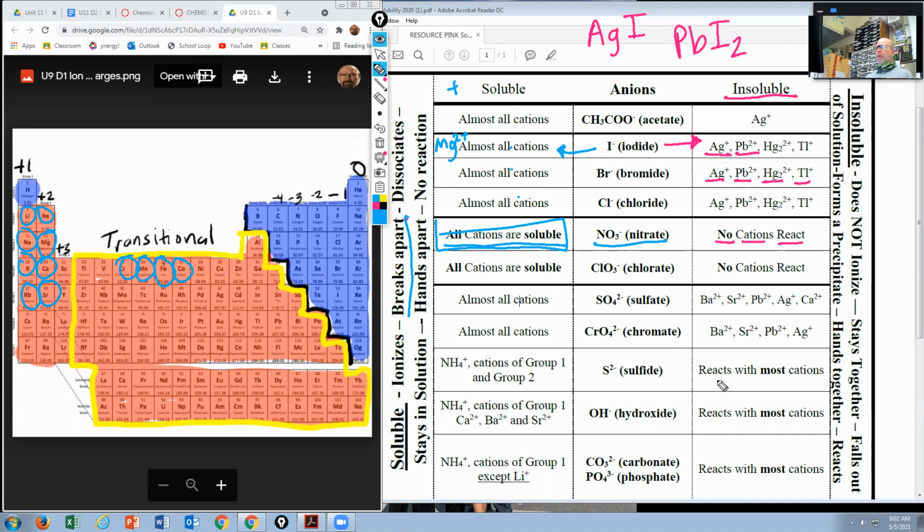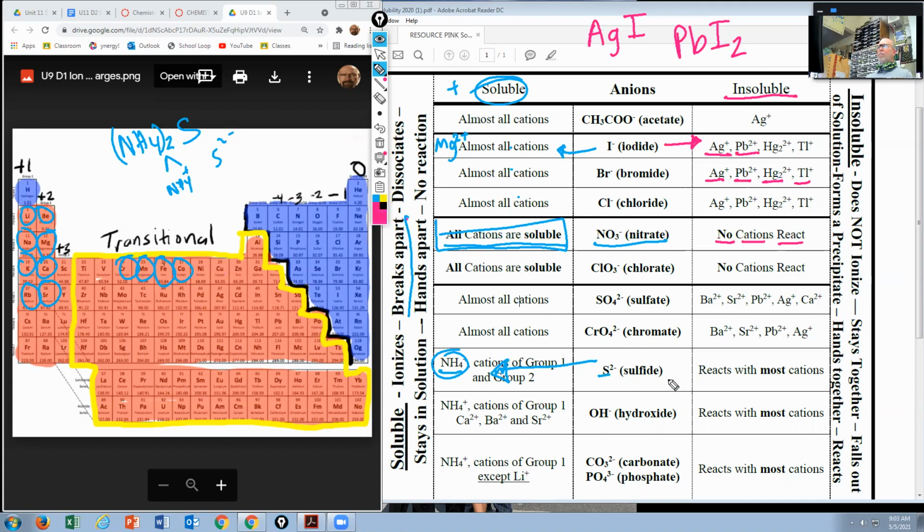What will form an insoluble compound with sulfide? Well, it says it reacts with most cations. So what's in that container? Well, everything except for what's on this side. So what will be insoluble? Well, ammonium sulfide will be soluble. So if you have NH4, and you would need 2 of them, sulfide is soluble, which means it's going to break apart and form NH4 plus and S2 minus. You know that because ammonium is on the soluble side, going towards the soluble side.